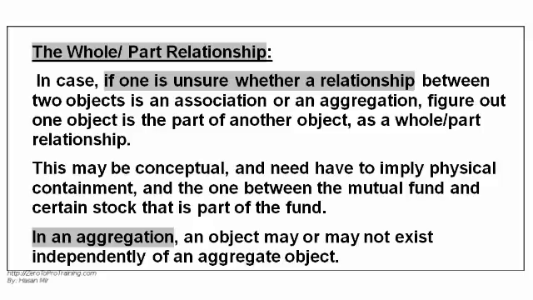Next, the whole/part relationship. In case one is unsure whether a relationship between two objects is an association or an aggregation, figure out if one object is the part of another object, as a whole/part relationship. This may be conceptual, and need not imply physical containment, like the one between the mutual fund and a certain stock that is part of the fund. In an aggregation, an object may or may not exist independently of an aggregate object.